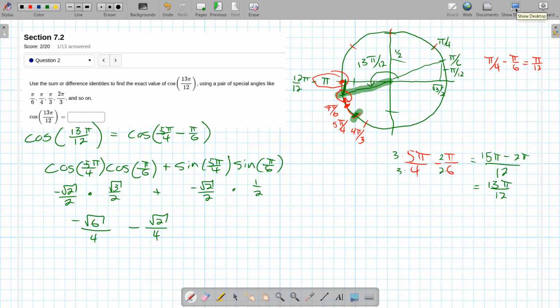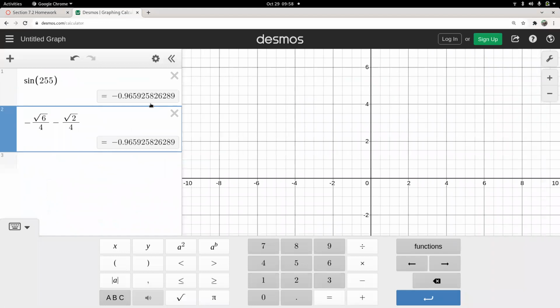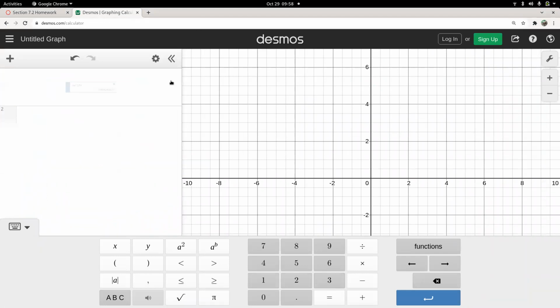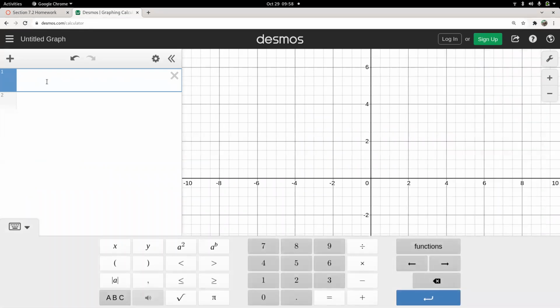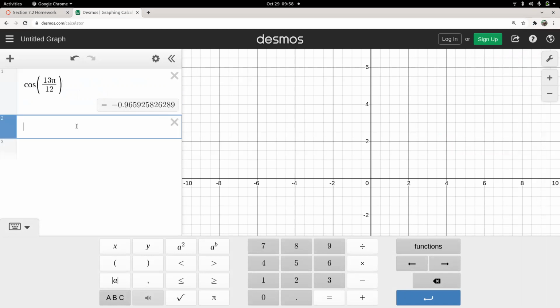Did we do it right? Calculator check. Let's see, I had switched degrees here, so let's clear that and switch back. Always be degree conscious or angle conscious. All right, so we're trying to find the cosine of 13 pi over 12. And the calculator says it's negative 0.9659. We think it's equal to the negative square root of 6 over 4 minus square root of 2 over 4, and looks like I got the right exact value.